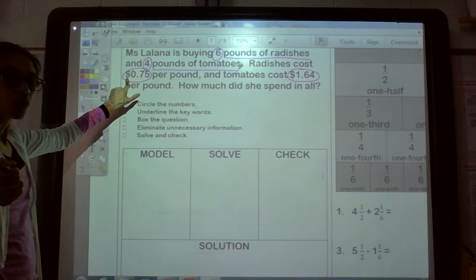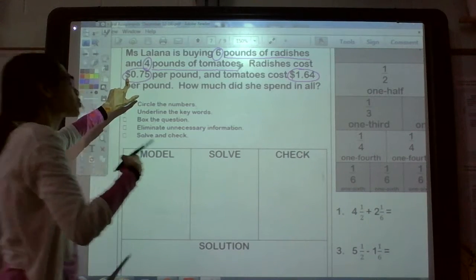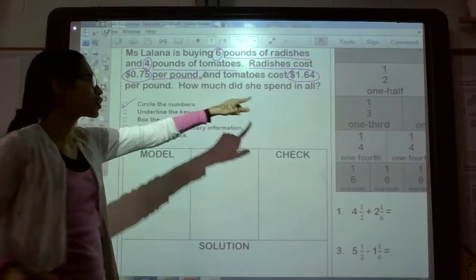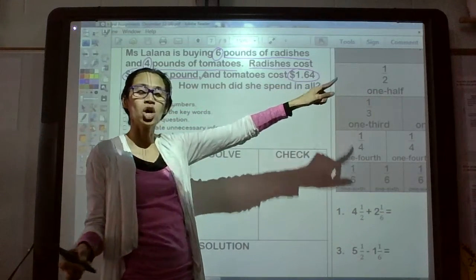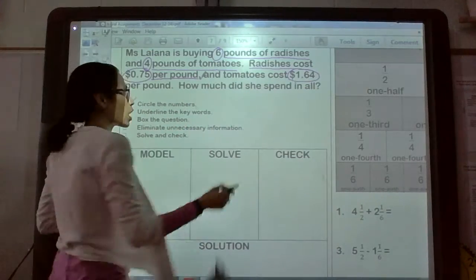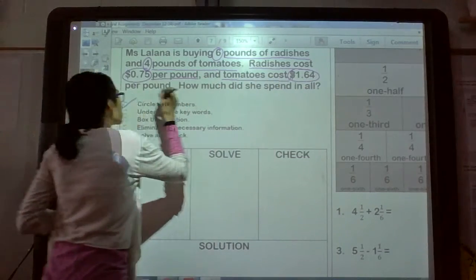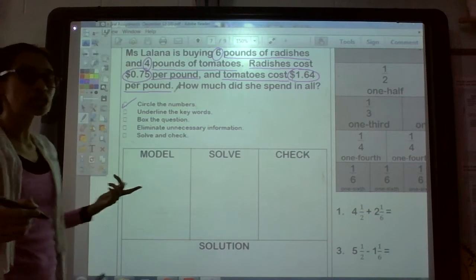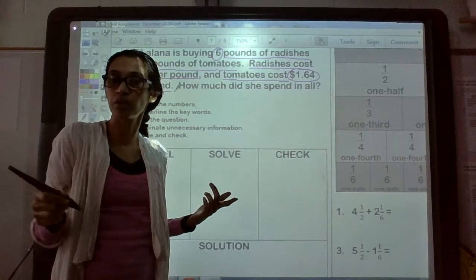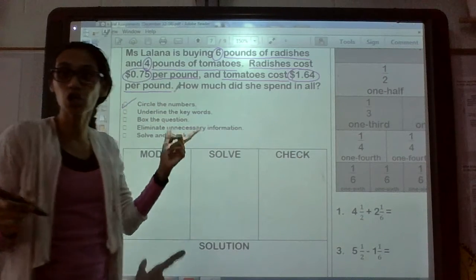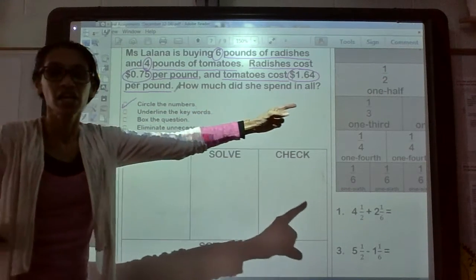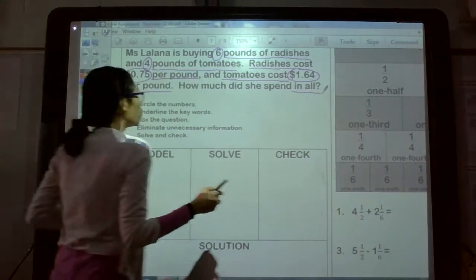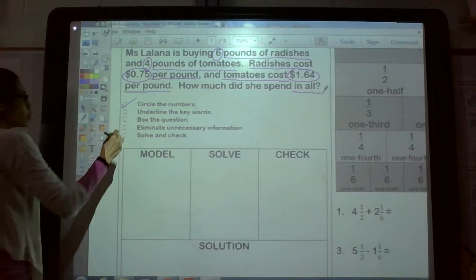And what goes with that though? That's how much the radishes cost per pound. And what about the $1.64? That is the cost of the tomatoes per pound. So underline that. Tomatoes cost $1.64 per pound. And there's another keyword, key phrase that helps you solve the problem. Do you know what it is? Look. What is it? It's right there. Oh, it's right there. In all, that will help us figure out what operation we need to use. We are done with that step.